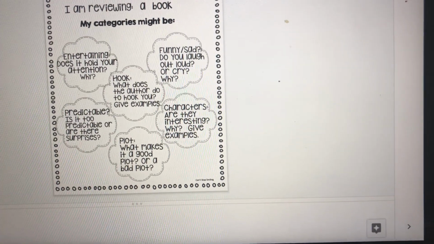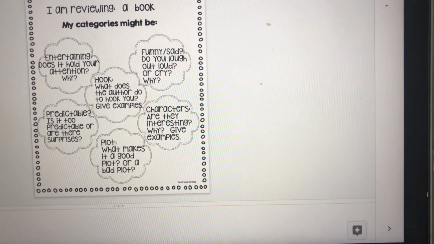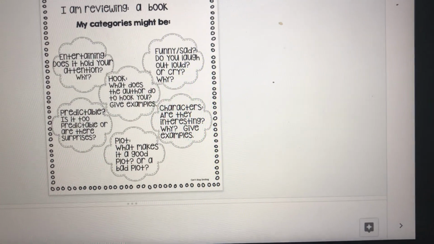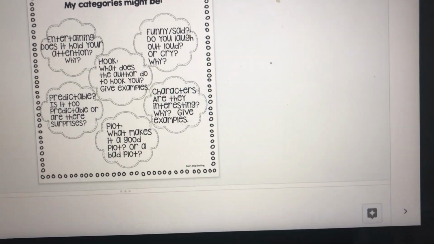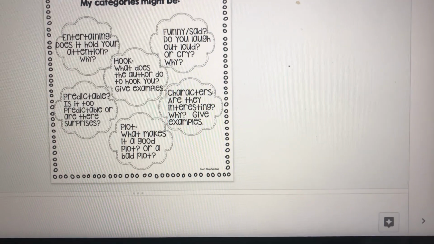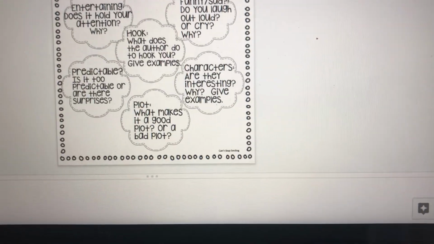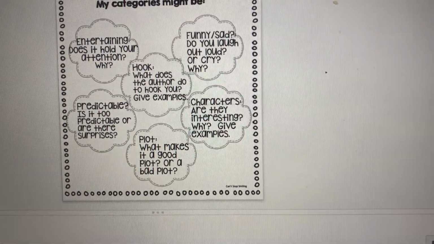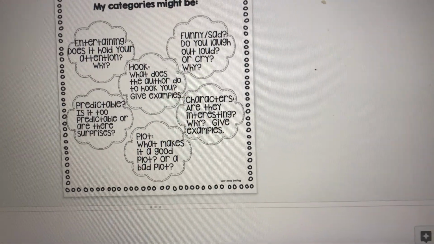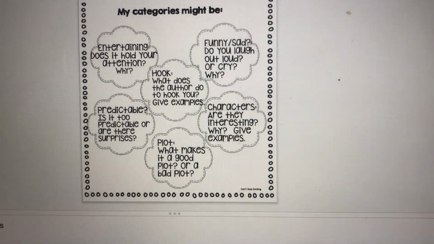Do you want to talk about it being entertaining? Does it hold your attention and why? Is it funny or sad? Did you laugh out loud or cry and why? Hook. What does the author do to hook you? Not about your review, but how does the author get you to really care about what the story is about? Is it predictable? Is it too predictable, or are there surprises?